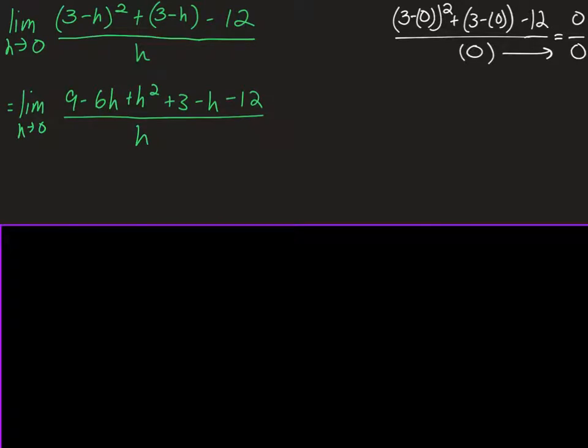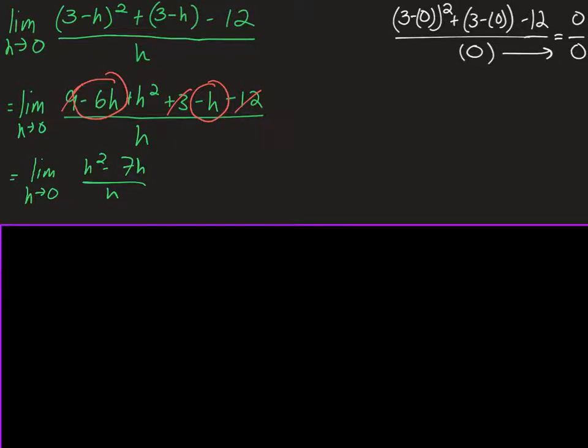The squaring of this binomial will yield these 3 terms, plus 3 minus h, minus 12. You can simplify the constants here. So 9 plus 3 is 12, minus 12 is 0. We can also combine these h terms here. And when you combine all of this, you'll end up with the limit as h approaches 0 of h squared minus 7h in the numerator all over h.